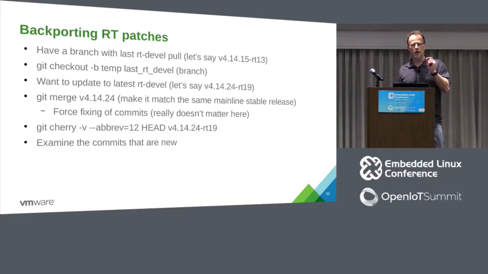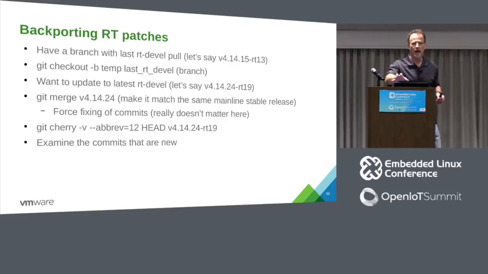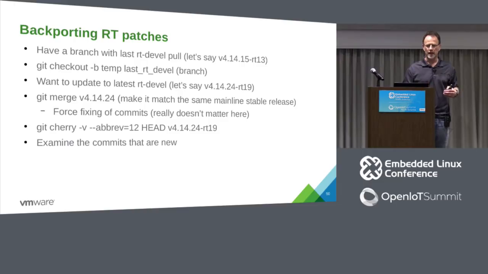Then I merge. Let me go back. I don't start with the tree I'm working on, 4.9. I actually take the tree that I last backported, the 4.14.15-rt13. I pull that. This is the last time I actually backported patches from Sebastian. I make that into a temp tree. Then I merge 4.14.24 into that tree, because that matches the stable release that he based his stuff on. I don't care about anything that he pulled from stable. I only care about what he changed. So to have a proper comparison, I need to make my tree equivalent to his stable to see his differences.